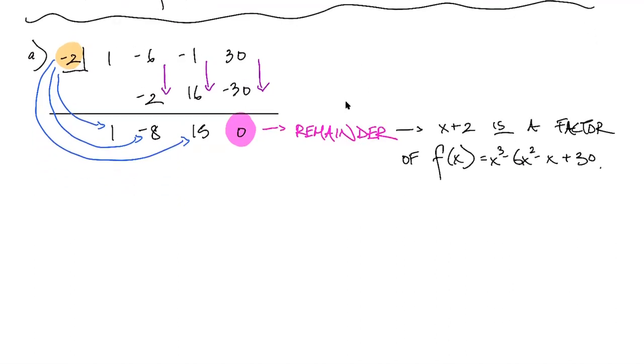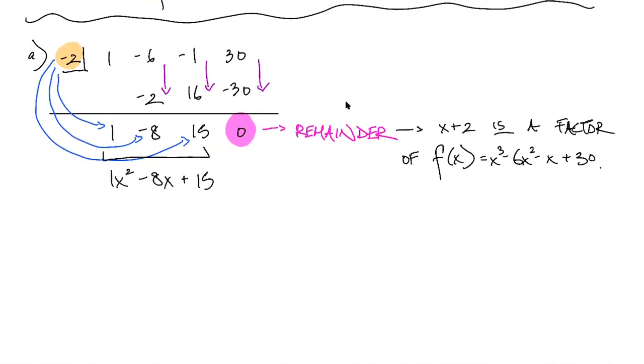Now, more significantly, it tells us it's a factor, but it also tells us the other factor, okay? So the 3 numbers that we have here, the 1, the -8, the 15, those stand for coefficients, okay? So this 15 is just the constant, but this -8 is really -8x. And this 1 is really 1x squared.